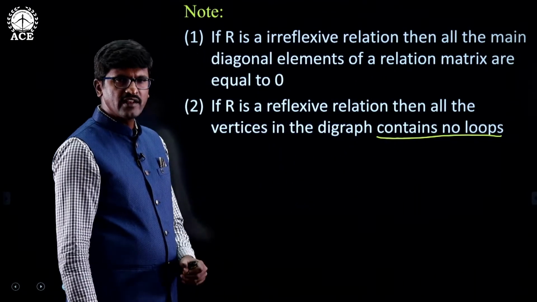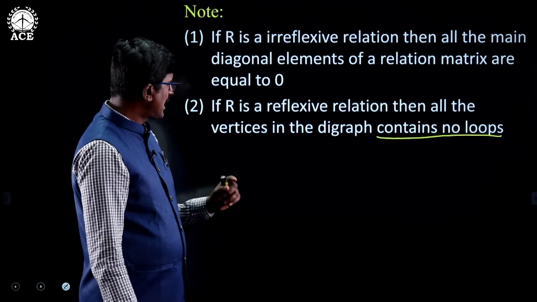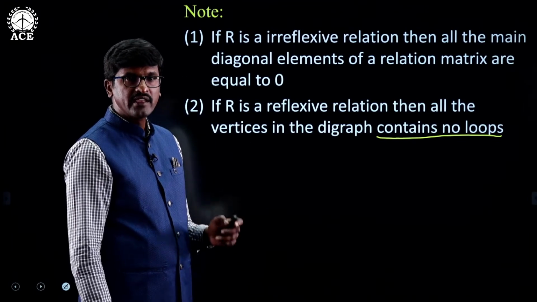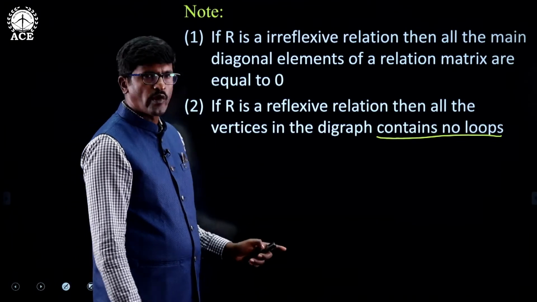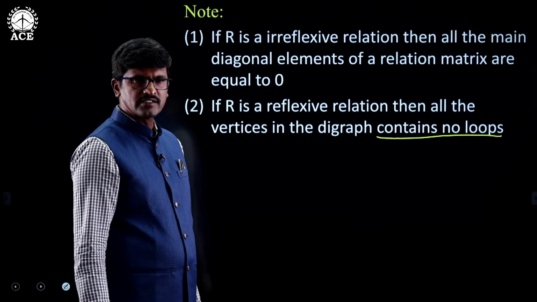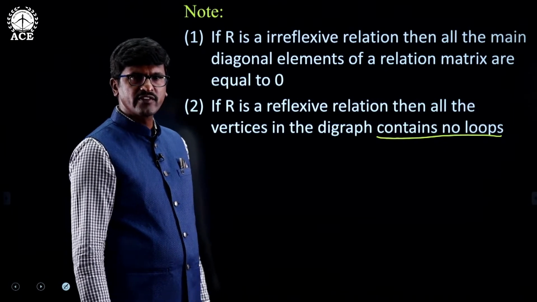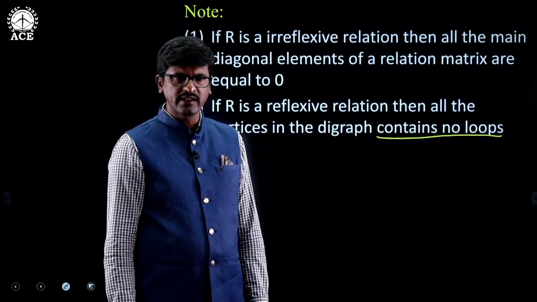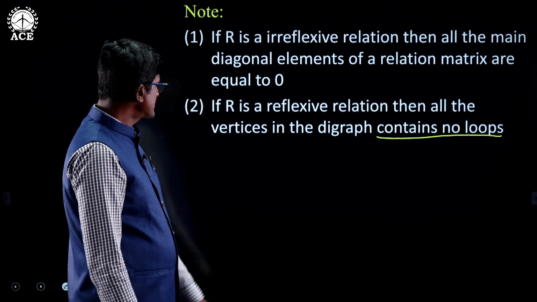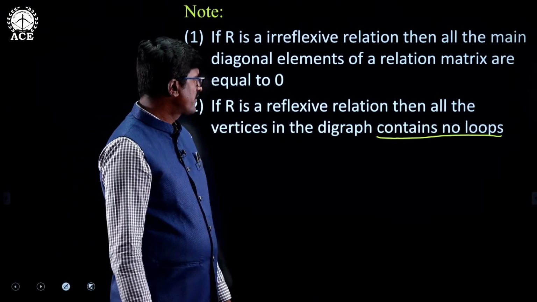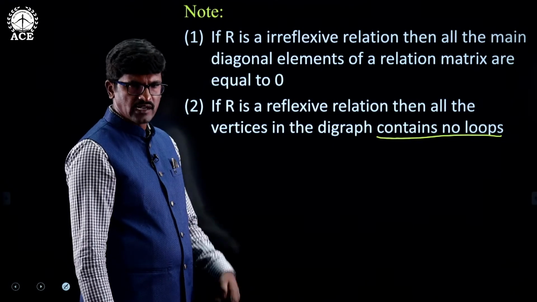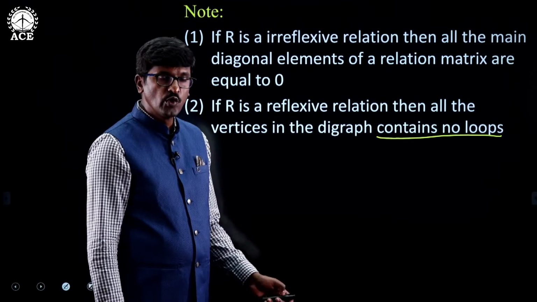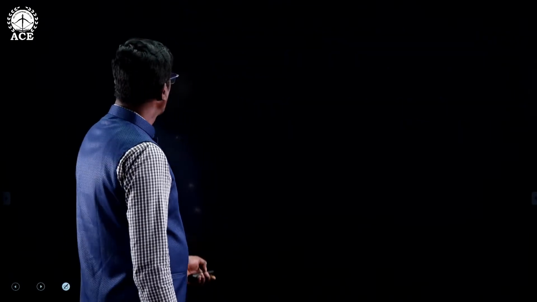So when we take an irreflexive relation and take its diagram representation, that diagram representation will not have any loops. These are the two important points related to the irreflexive relation. The matrix representation of the irreflexive relation will consist of all zeros in the principal diagonal. Similarly, the diagram representation of the irreflexive relation will consist of no loops at any vertex.